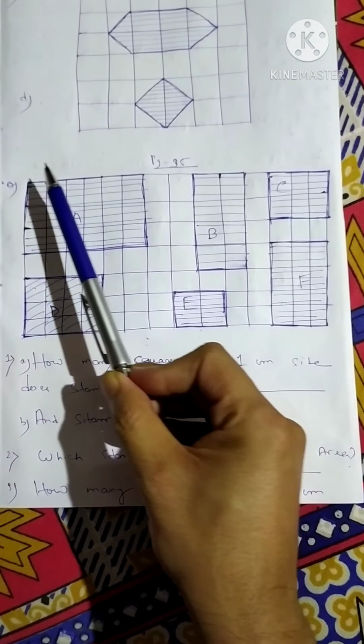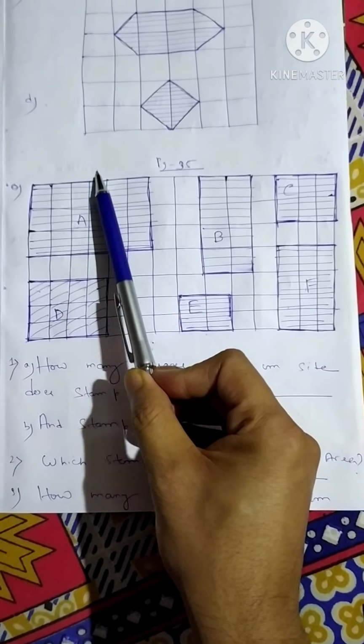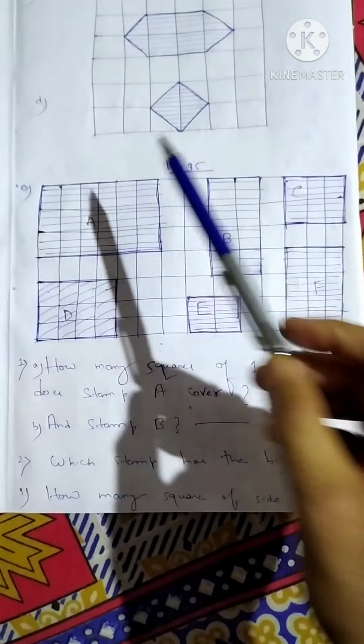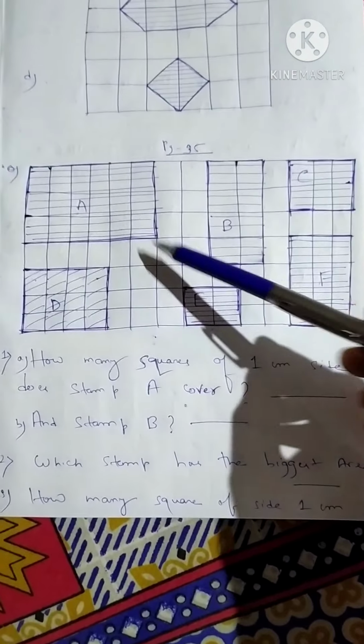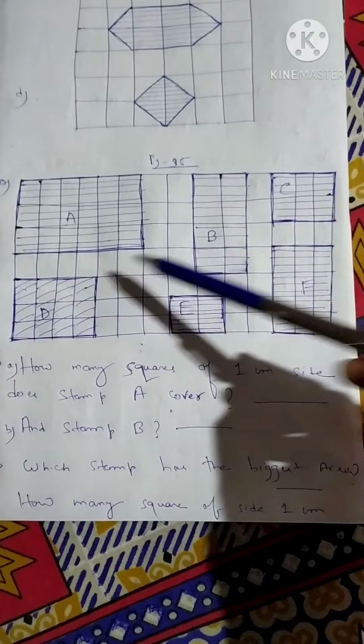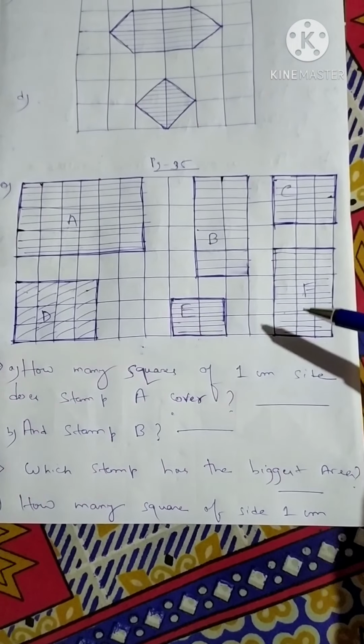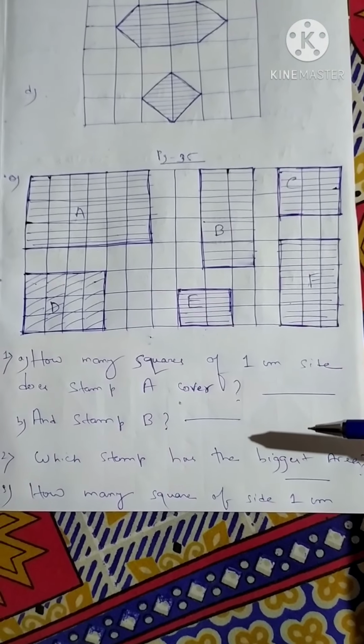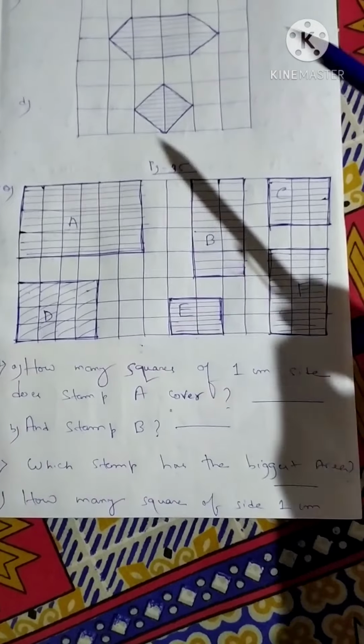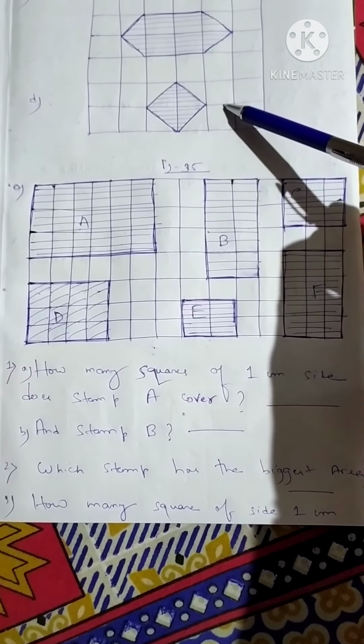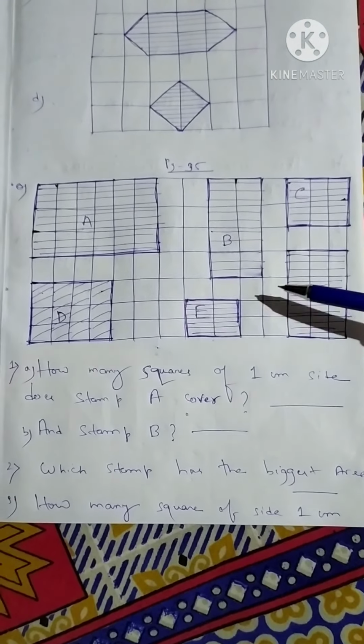Again, I'm telling the heading. The heading is measured stamps, and some stamps are given like this: A, B, C, D, E, F. Six stamps are given, and based on that, some questions are given. And this one is the previous one, so don't look at this one. We'll start from here.